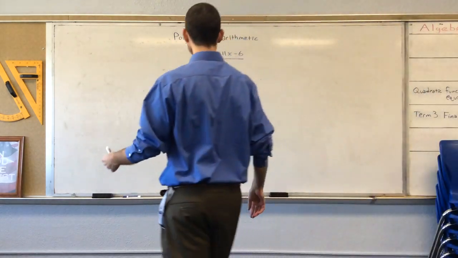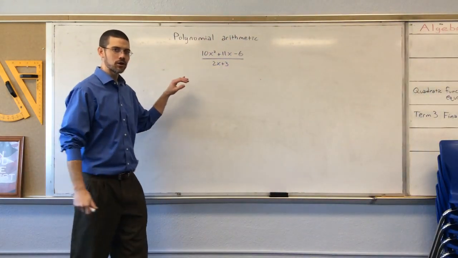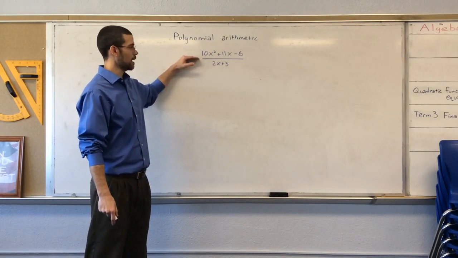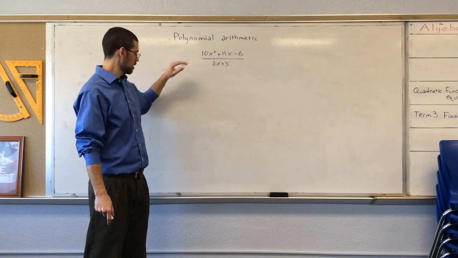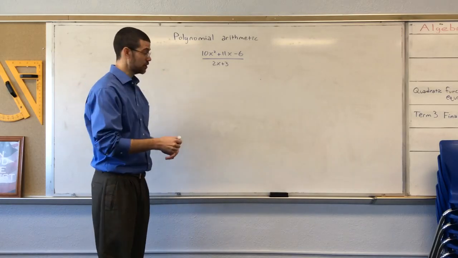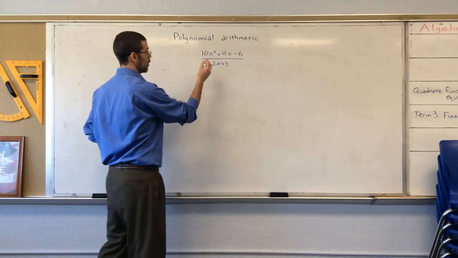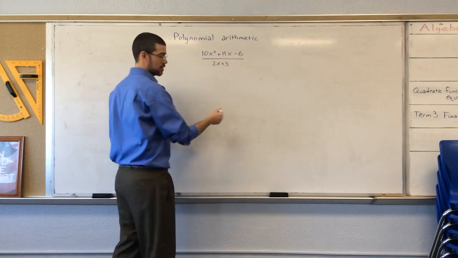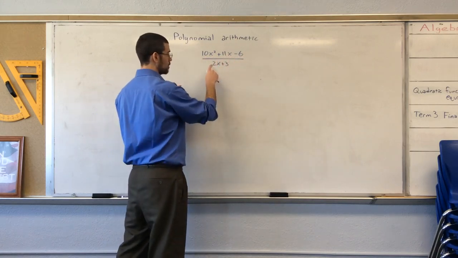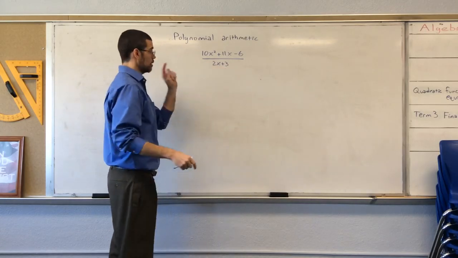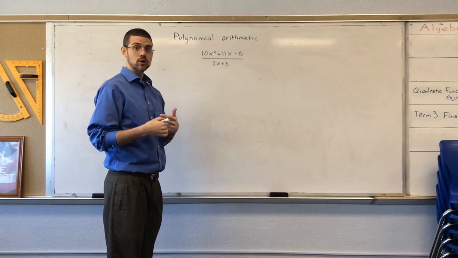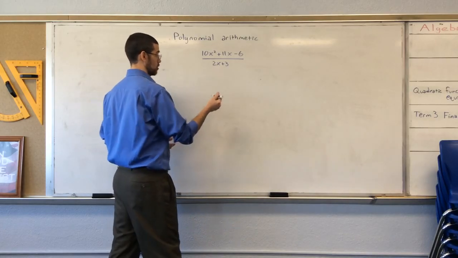All right, welcome back. We're going to do a little polynomial arithmetic where we divide one polynomial by another. That can be expressed as a fraction. Fraction bar is division. So we're dividing 10x squared plus 11x minus 6, all divided by 2x plus 3. We can set that up with long division just like we would with a base 10 number situation.